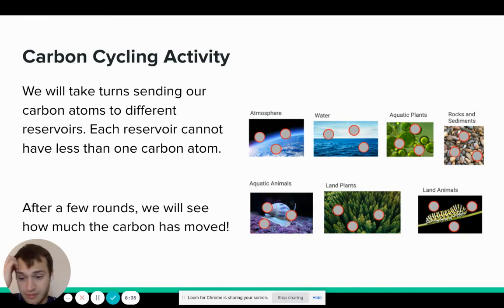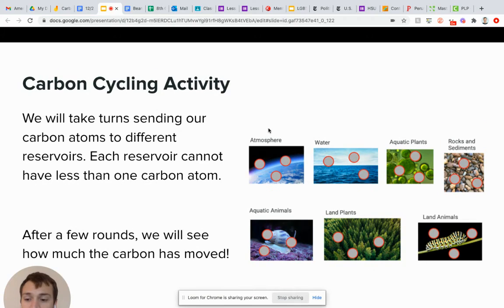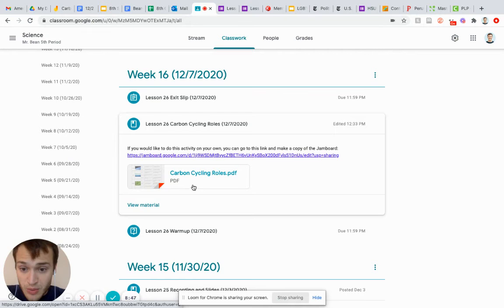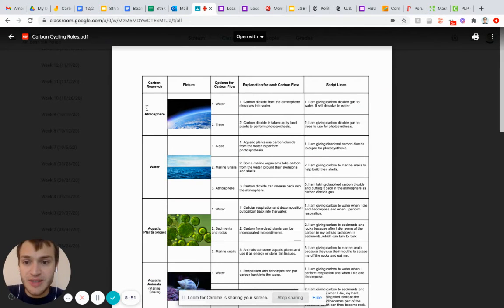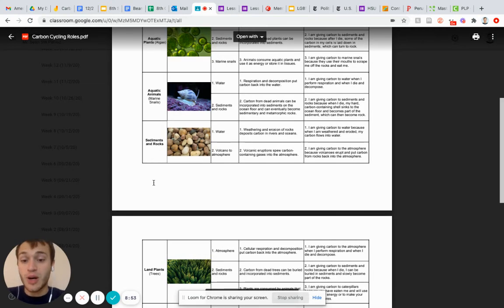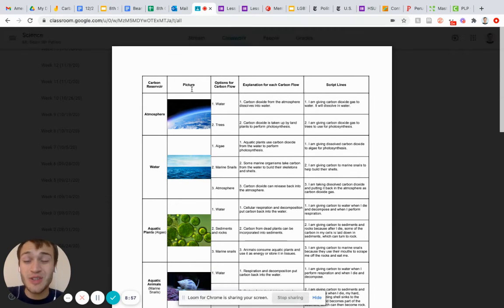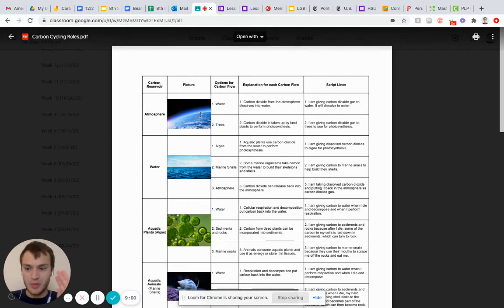So if you would like to do this on your own, if you go into Google Classroom, there's a post called Lesson 26, Carbon Cycling Rules. If you open this PDF, you're going to see all of the different reservoirs that there were. There are 7. Next to the reservoir, you'll see a picture, just so that no one's confused.